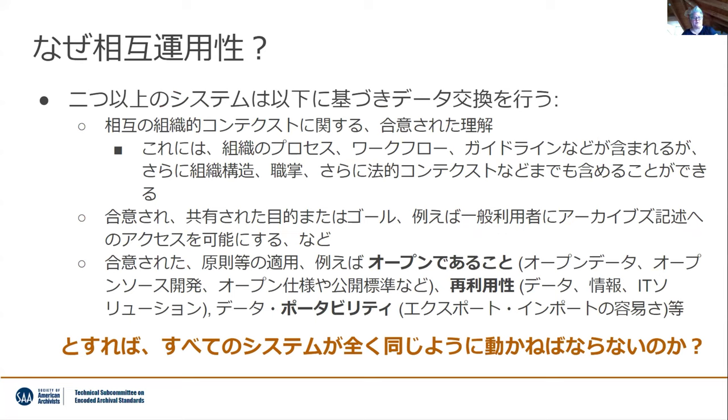In terms of exchanging data, there also needs to be an agreed understanding of each other's organizational context, because the processes, the workflows, and the guidelines that are used in each of these systems also need to be understood so that the systems can make sense of the data that they exchange. There might also be a shared objective or goal, and that needs to be agreed on. For example, the goal might be enabling access to archival descriptions for a broad public audience. And there might be specific aspects of the archival description that you want to highlight. If you are creating a map-based user interface, this will require you to focus on other types of data in your data exchange than if you wanted to create a timeline.